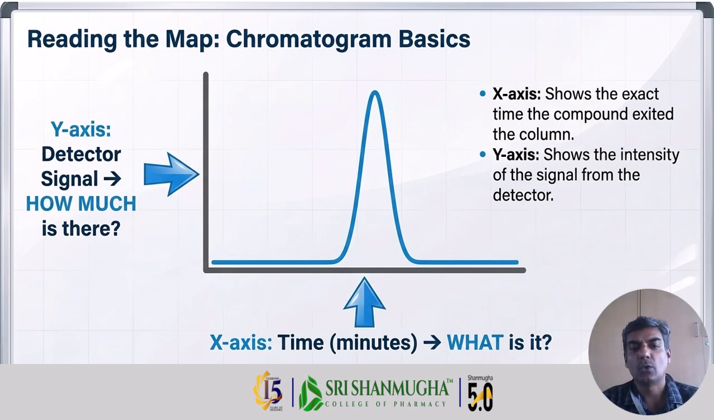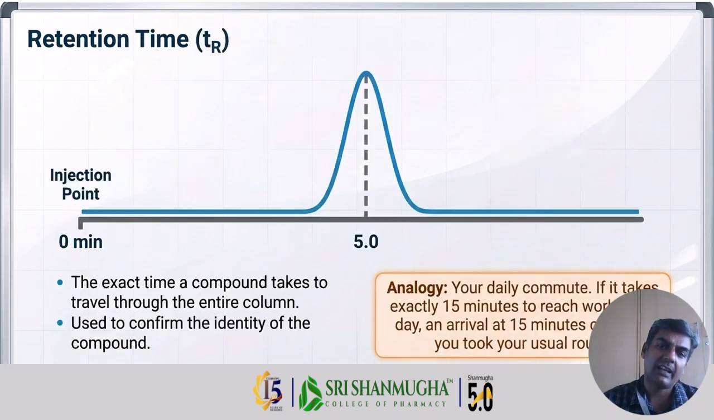Now that we know how to read this map, let's look at our first parameter, that is called retention time. Retention time simply means the time taken by a compound to travel from injection to detection. In this chromatogram, the injection starts at 0 minutes and the peak appears at around 5 minutes. You can see it in the chromatogram. This is the retention time. In simple words, it is just the travel time inside the column.